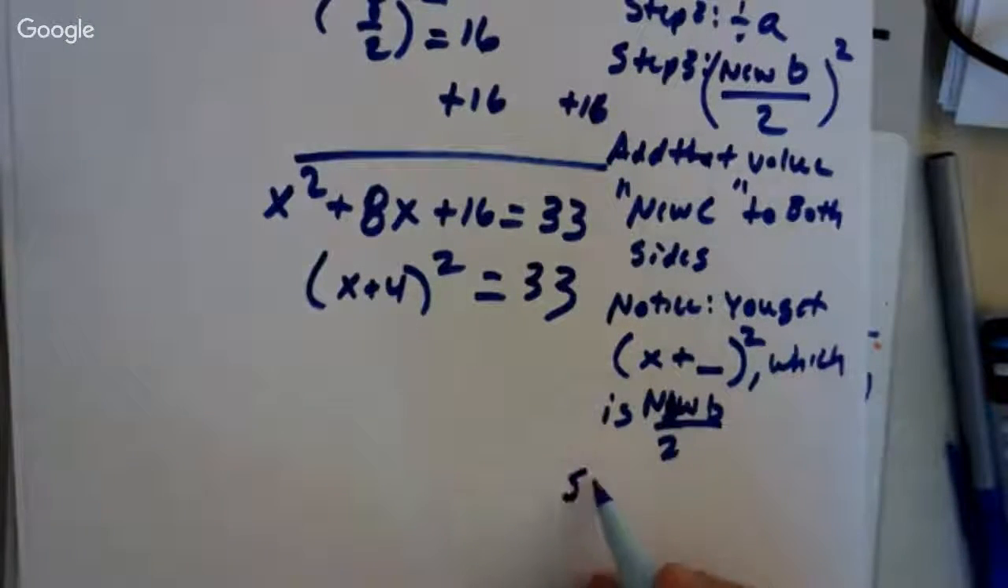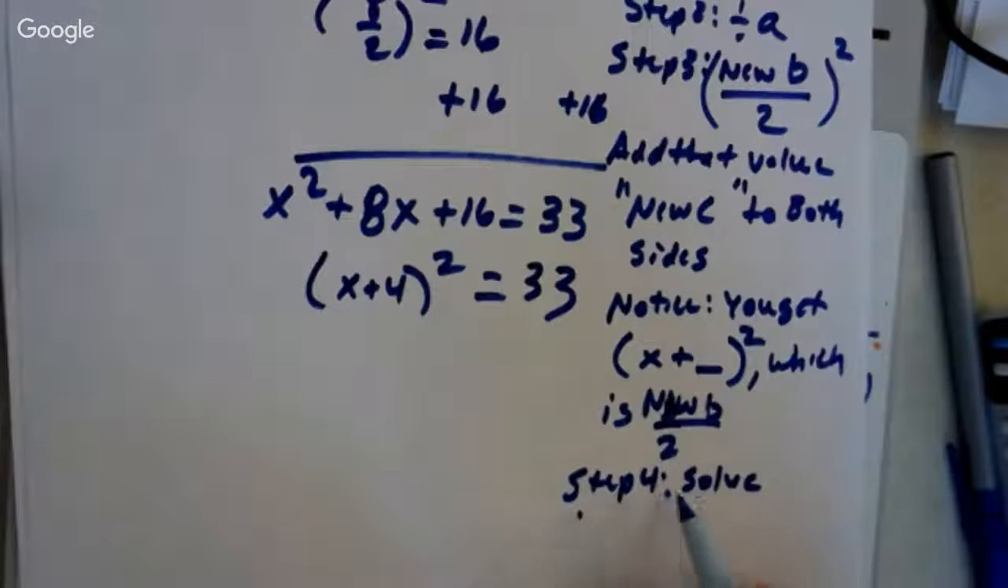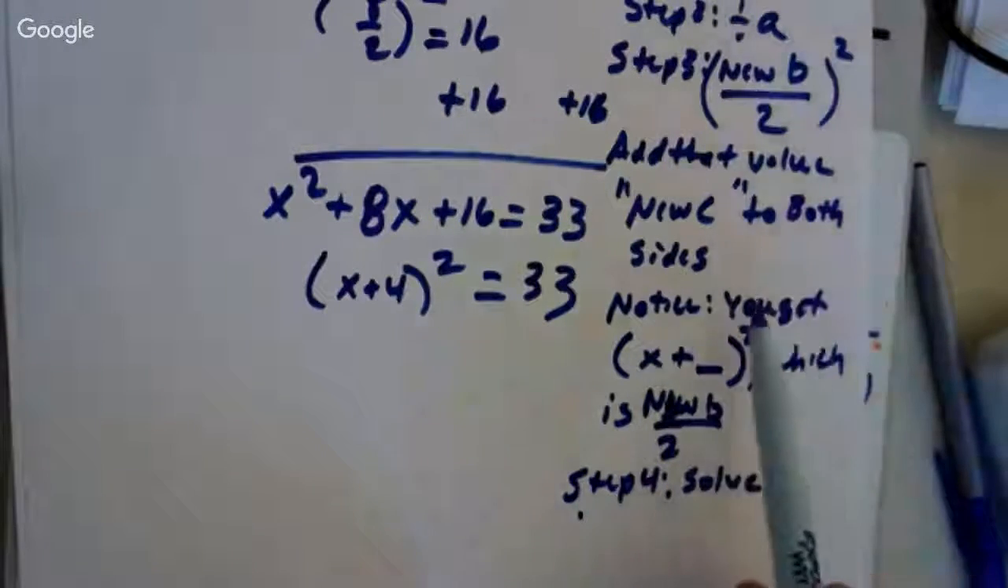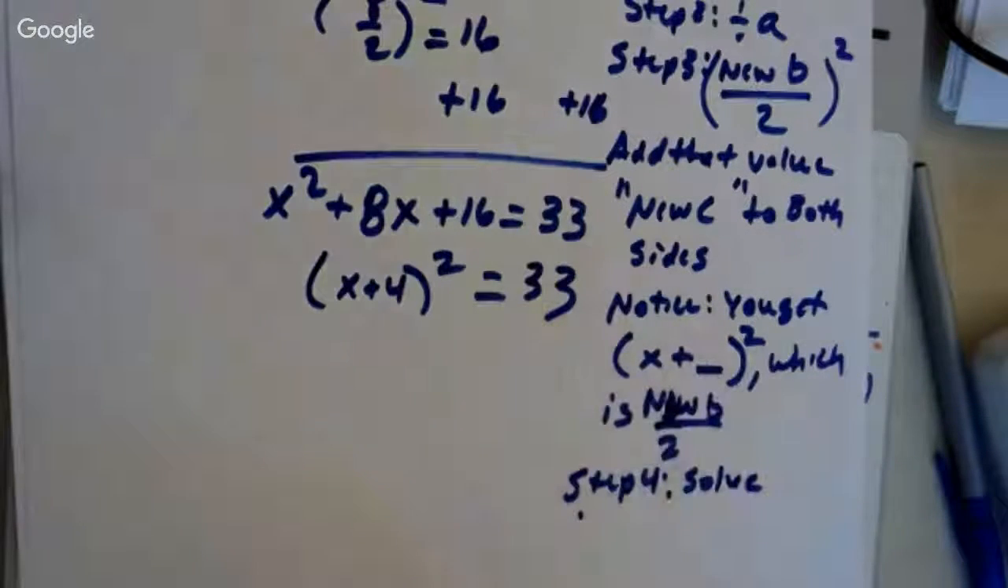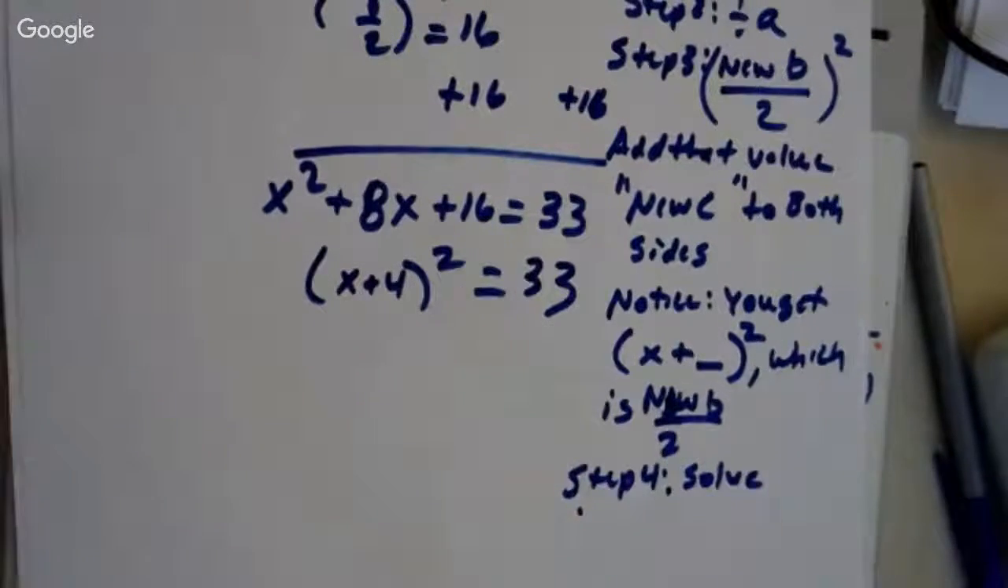Then last step, what do you do? Step 4, you solve. So can we just skip all of this? No, you add c to both sides. Notice, that wasn't a step. That was just something to notice what happens. Just add that, and now you can see.